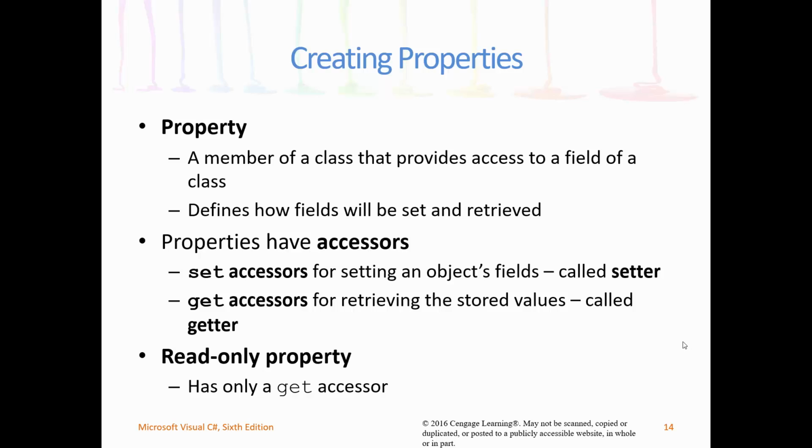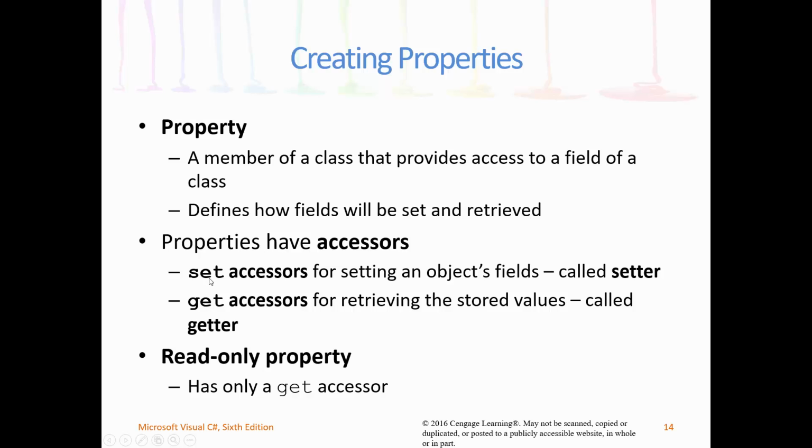A property is a member of a class that provides access to a field of a class. It defines how fields will be set and retrieved. And if you notice in here, they talk about set accessors and get accessors, and the author refers to them collectively as accessors. Now, that's not always the verbiage used in all languages. For example, in the Java programming language, the get methods are called accessors. The set methods are called mutators, or getters and setters, as they're called here.